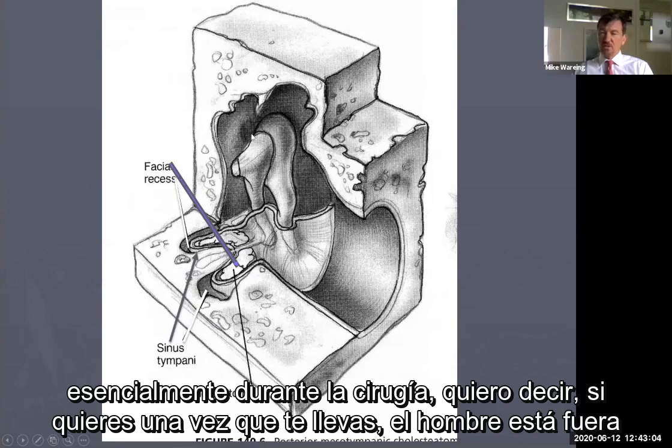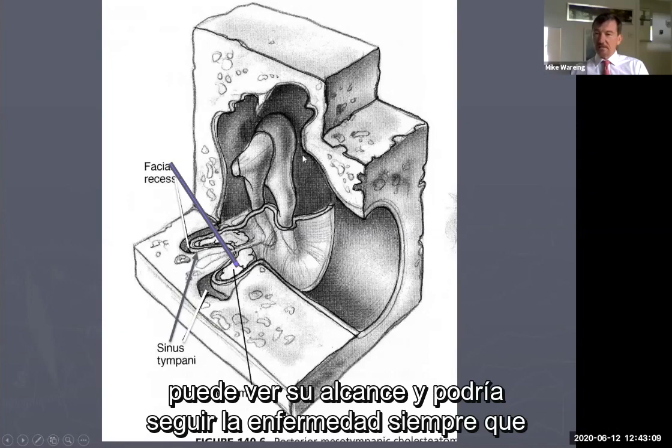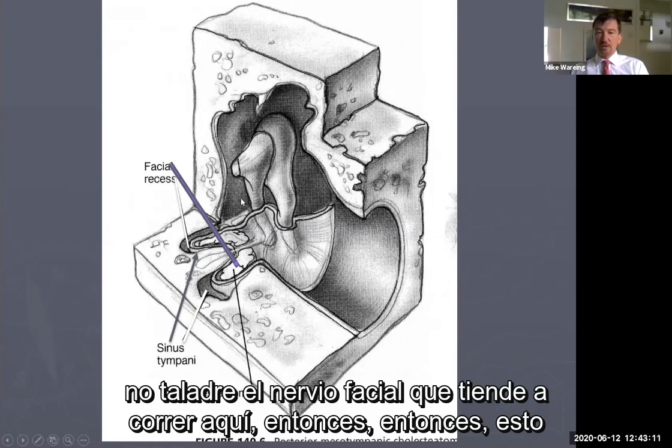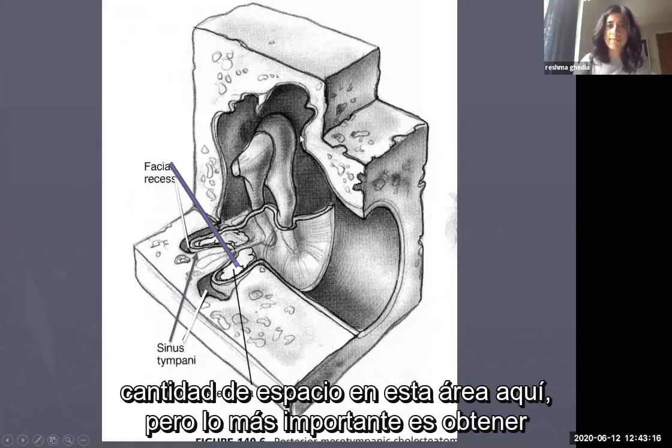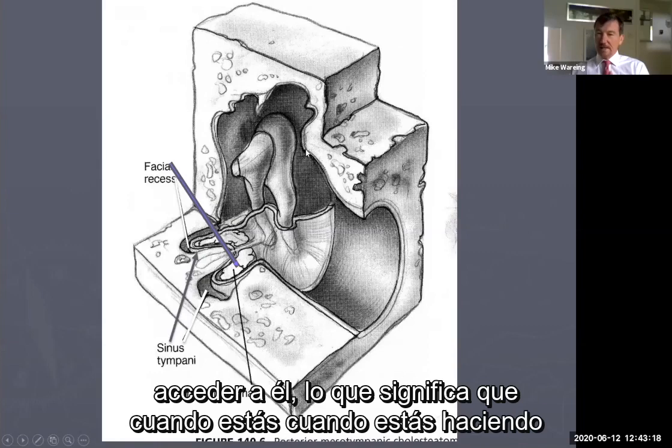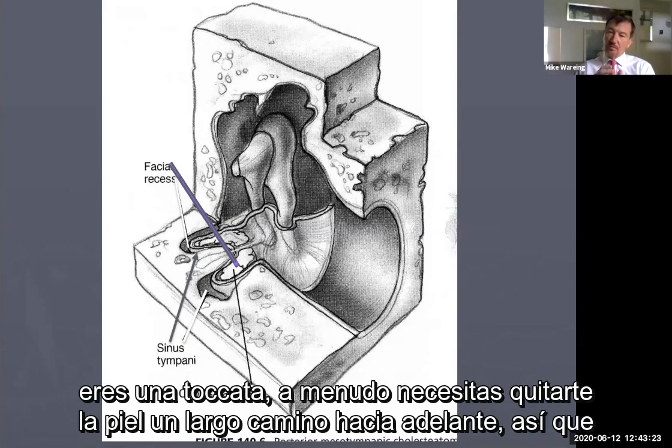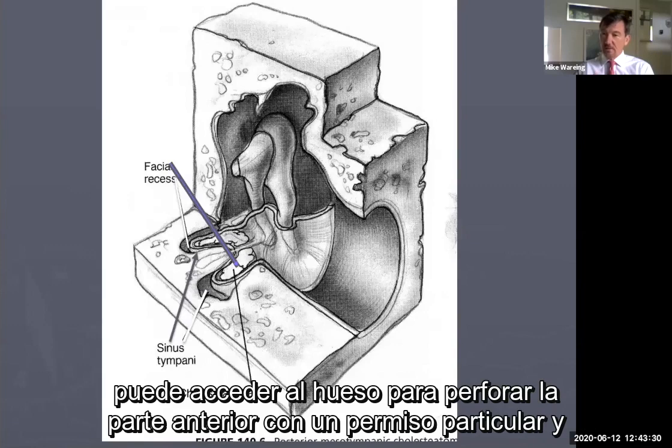Essentially during the surgery, once you take the malleus out, you can see the extent of it, and you can follow the disease. As long as you don't drill into the facial nerve, which tends to run here, then there's quite a lot of room in this area. But the most important thing is to get access to it. So when you're doing your atticotomy, you often need to take the skin off quite a long way forward, so you can get access to the bone to drill out the anterior epitympanum. All right. I don't know if I've answered that or not, but anyway.